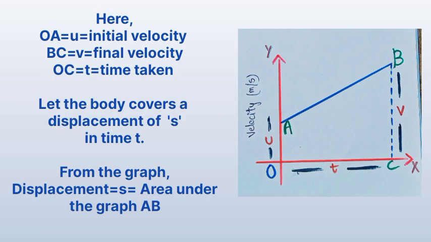Here OA equals u, the initial velocity, BC equals v, the final velocity, OC equals t, the time taken. OC is the time. Let the body cover a displacement of s in time t. From the graph, displacement equals the area under the graph AB.